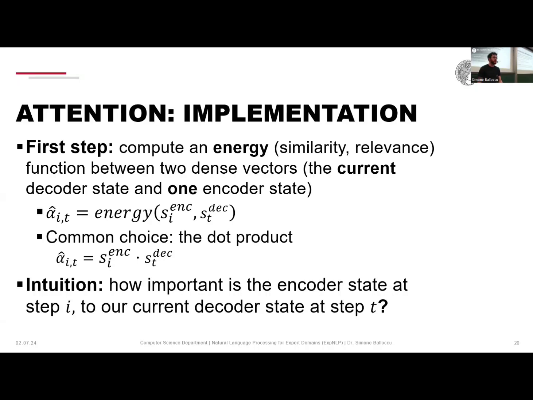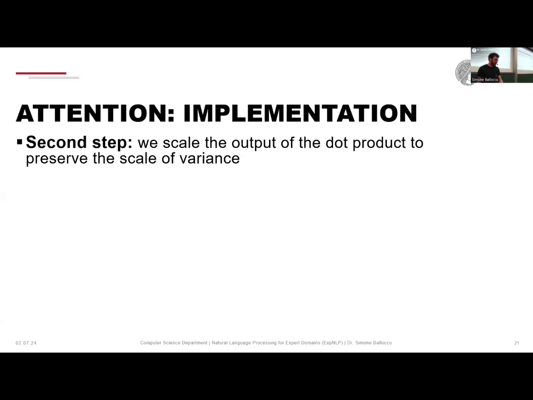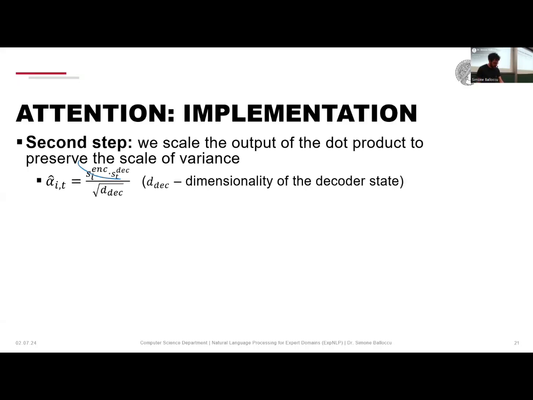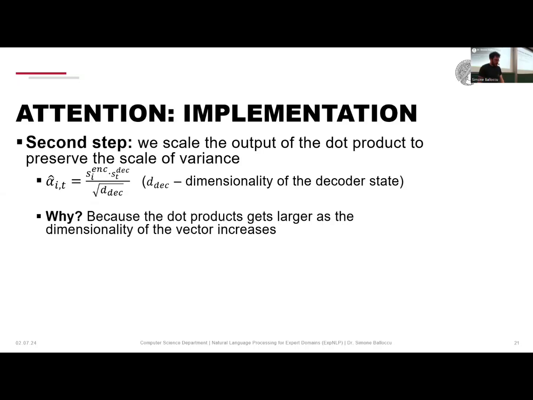Then we do something else. We don't just keep the dot product as it is, but we scale it. We scale the dot product to preserve the scale of variance. And what we do is divide by the square root of the dimensionality of the decoder state, as in how many dimensions there are in the state vector of the decoder. Why do we do that? Because the dot product gets very big as our vectors have more dimensions. It doesn't matter if the values are small, you're still going to sum them, right? So if you have a vector with 1,000 dimensions, that's going to grow a lot.